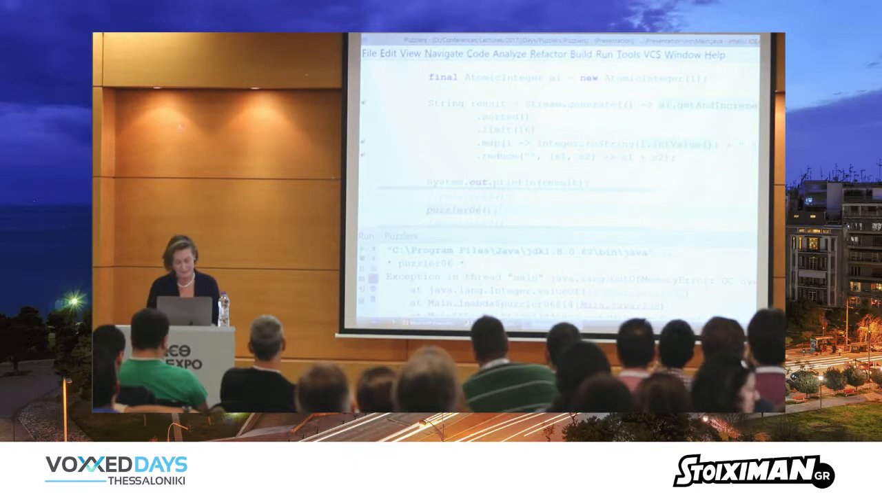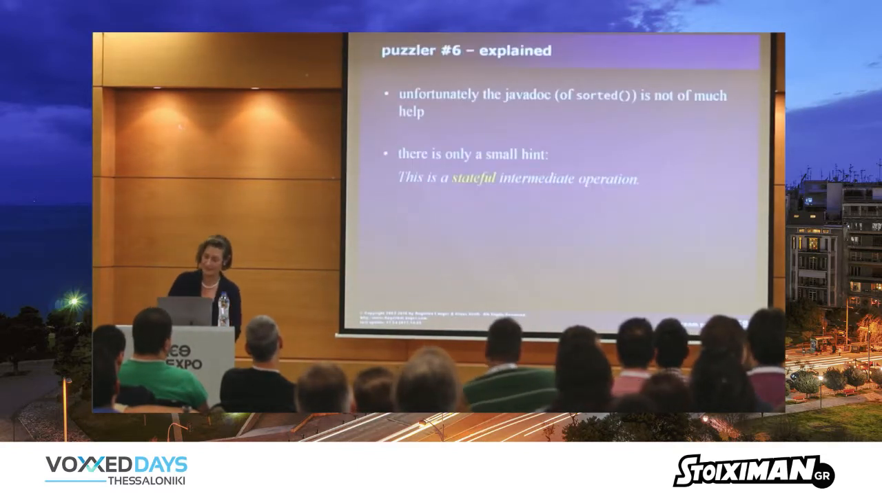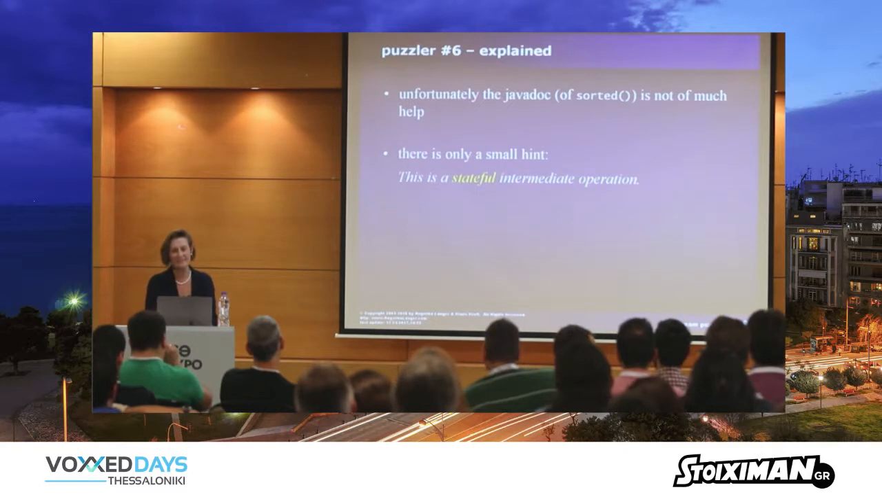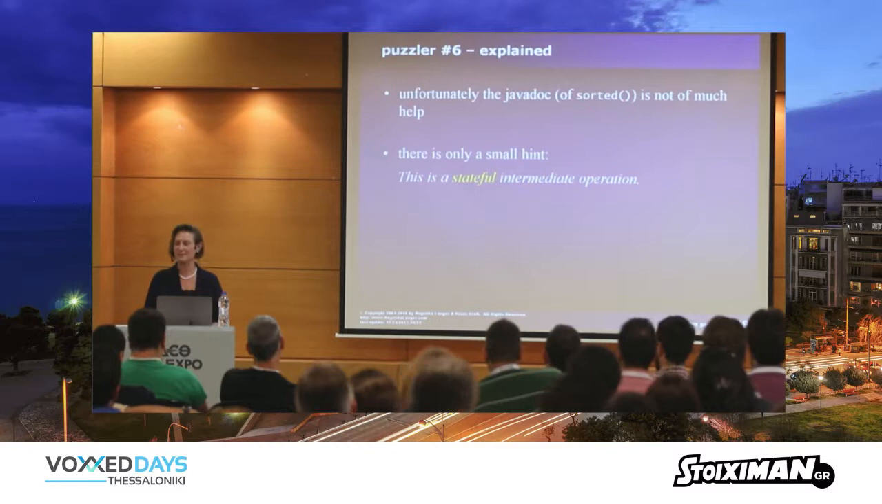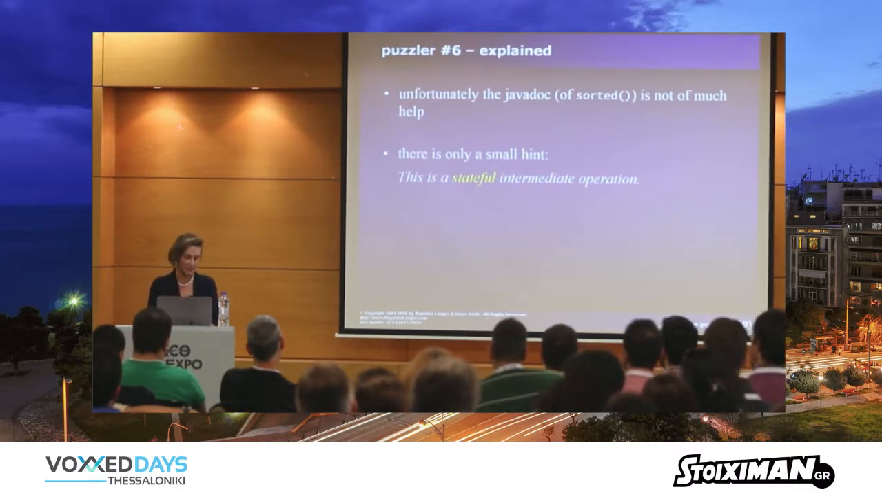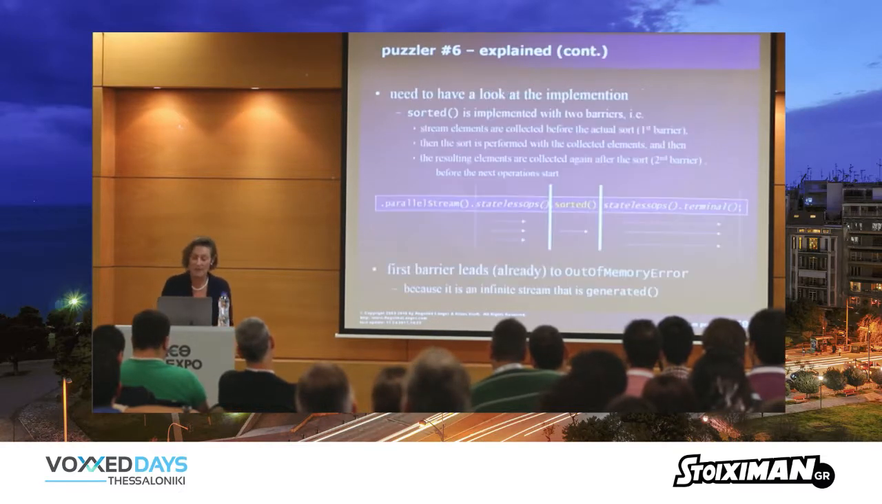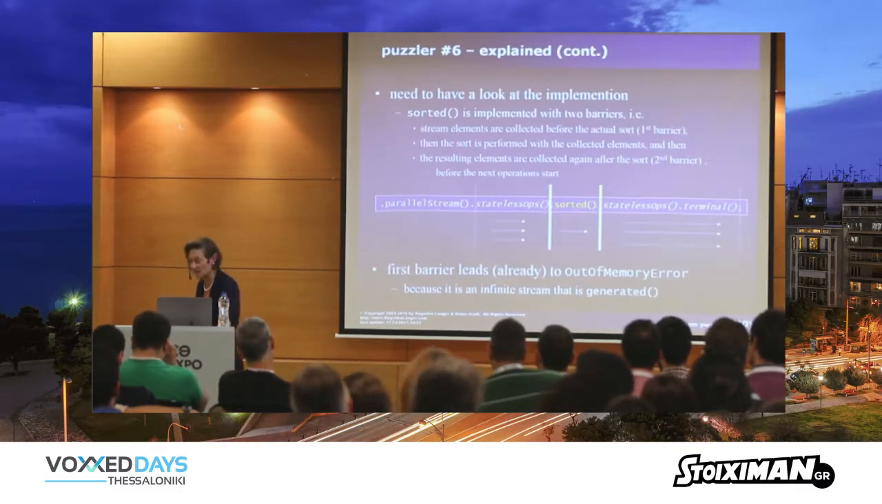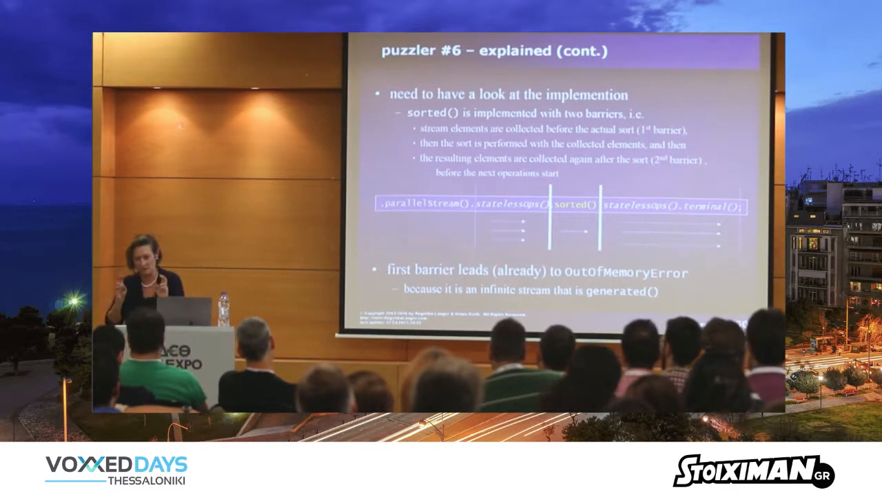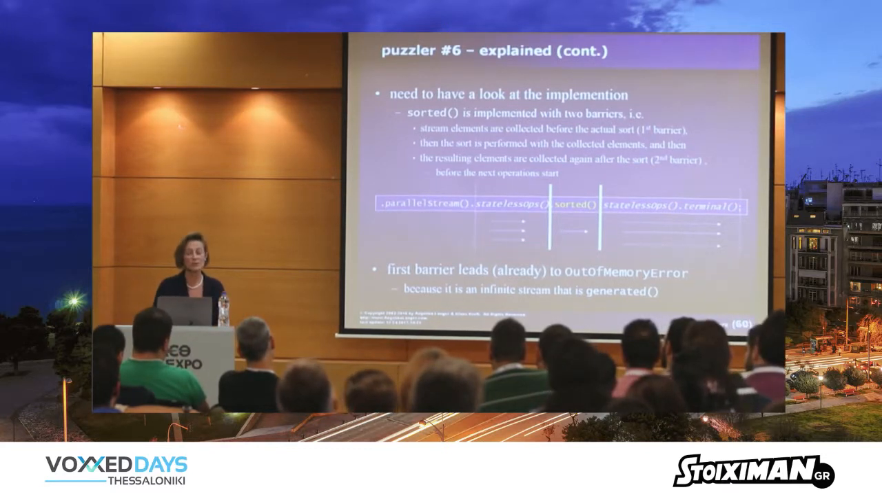Why does that happen? Okay. There's hardly any hint in the Javadoc this time. The only thing that the Javadoc is saying is, well, sorted is a stateful intermediate operation. And stateful is trying to tell you something. Stateful means a stream operation is stateful if it somehow has to keep state and modify state while you are iterating and operating on the underlying stream source. And sorted actually has, they talk of so-called barriers that are introduced. And sorted introduces two barriers.